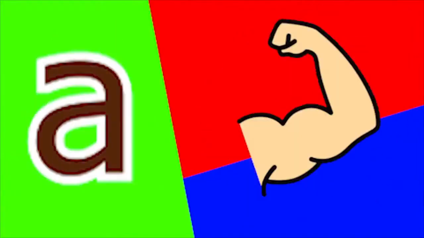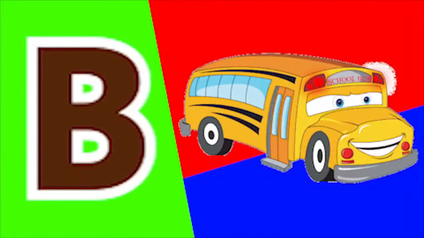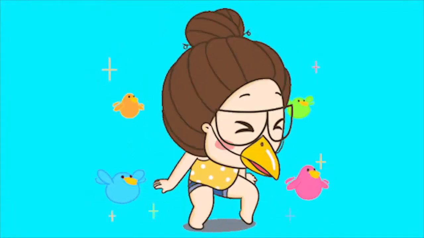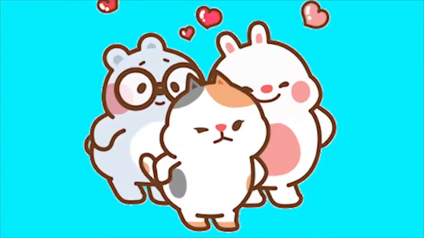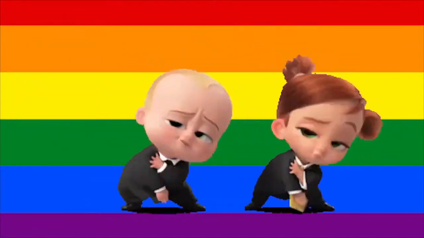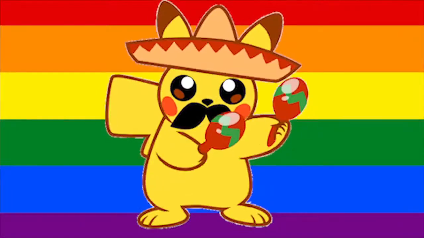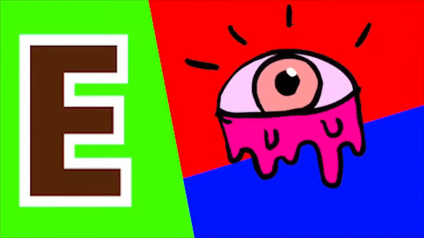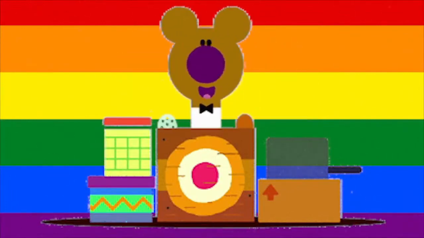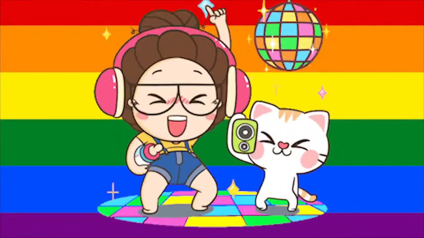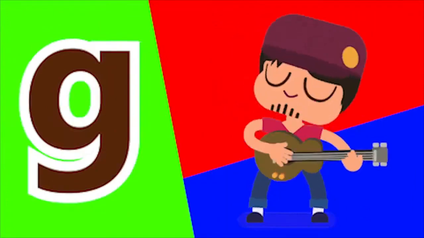A for accent, A for B for bus and B for bell, B. C for coat and C for car, C. D for dress and D for doll, D. E for eyes and E for earth, E. F for fox and F for fan, F. G for gate and G for guitar, G.